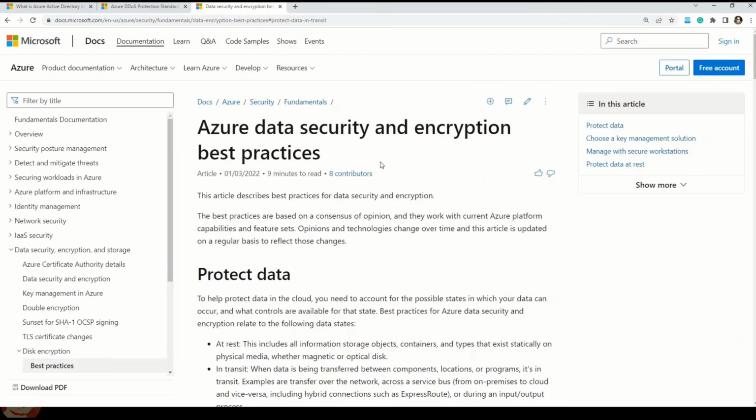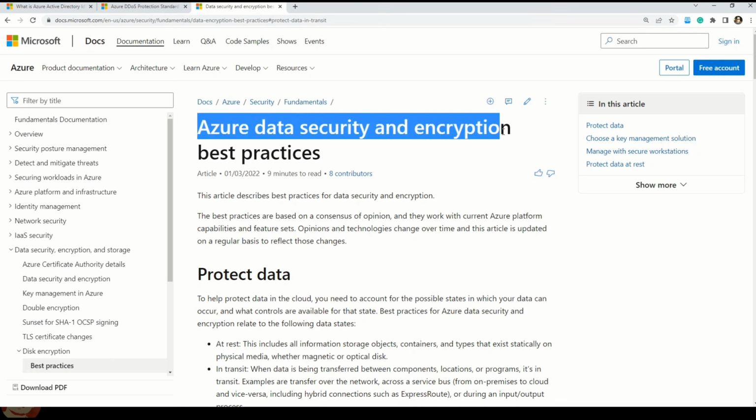To help you further, this is the Microsoft documentation that you can refer to and understand more about Azure data security and encryption best practices. The link for this page is also available in the description box.